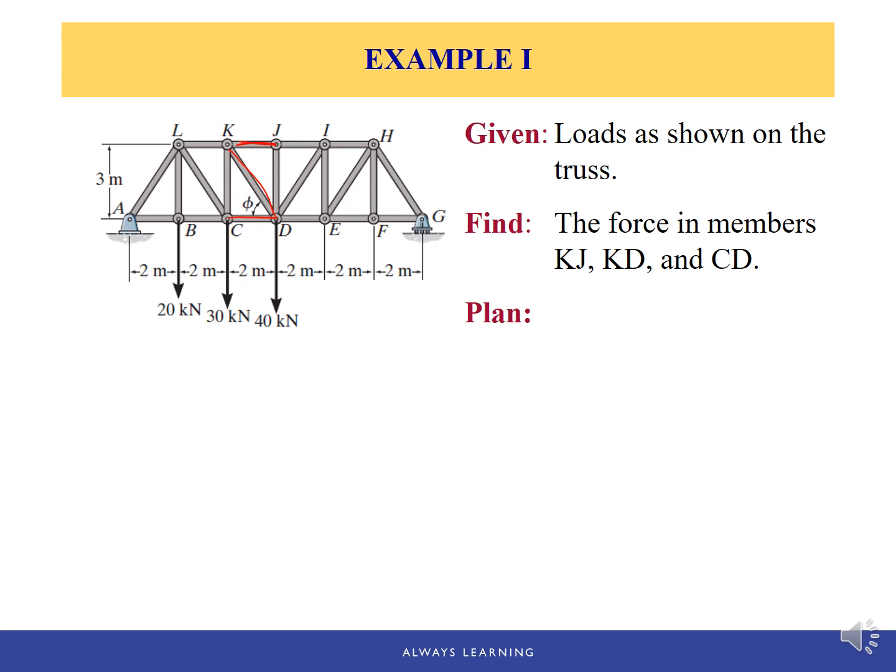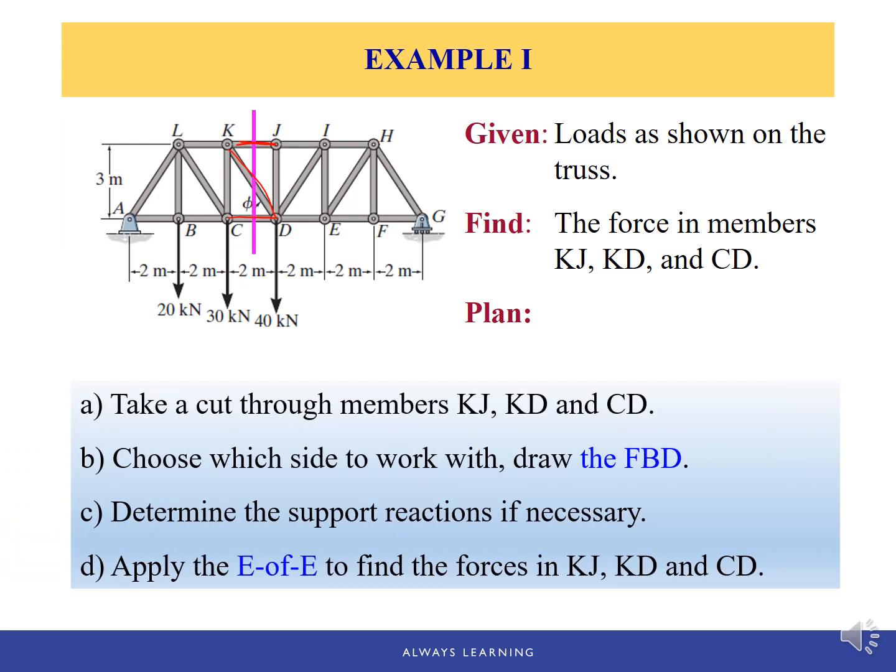So the plan will be we're going to run an imaginary cut through the members we're working with, and then we need to decide which segment we are going to use, left or right. In this problem, no matter which segment we choose, we have to solve for the support reactions. After we choose the segment we are going to work with, we need to draw the free body diagram and place the support reactions on that free body diagram and the internal reactions exposed as externals. Then we're going to apply the equations of equilibrium to solve for the forces.